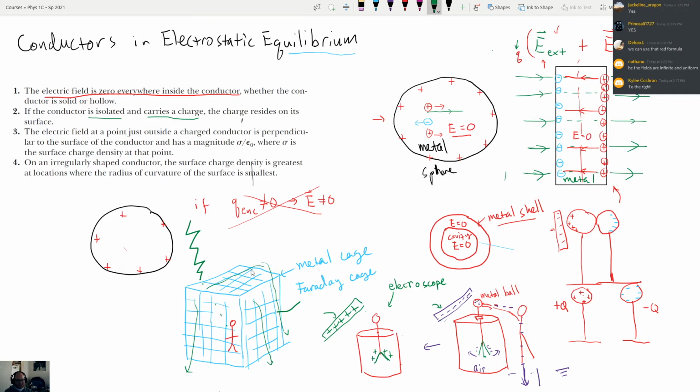Now, it doesn't work if the cage is made out of plastic, because then the lightning might actually go directly to you. But as long as it's made out of metal, you're totally safe.